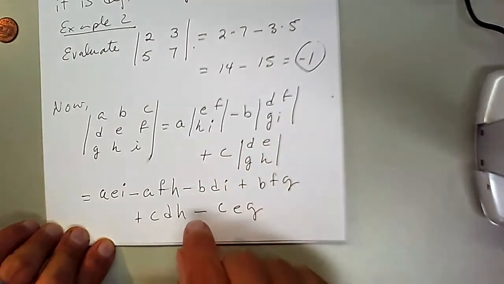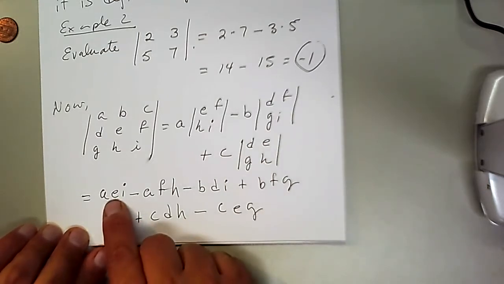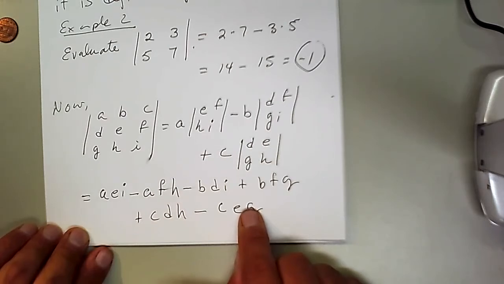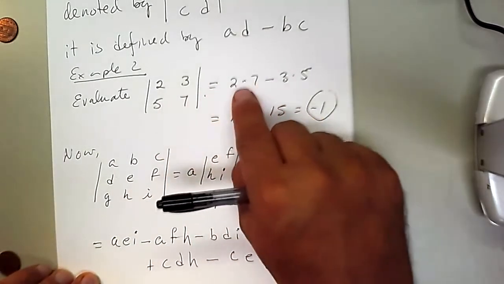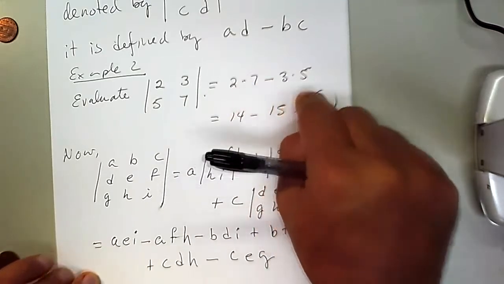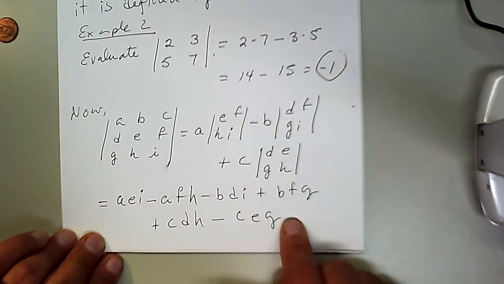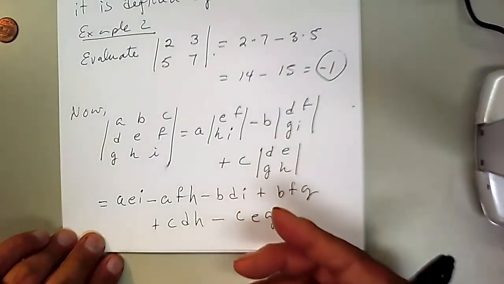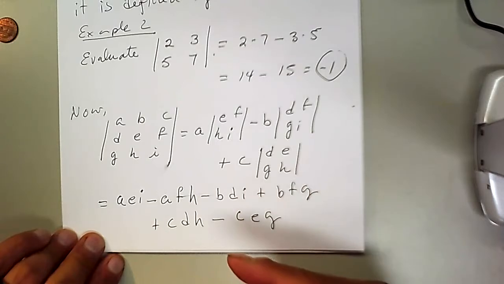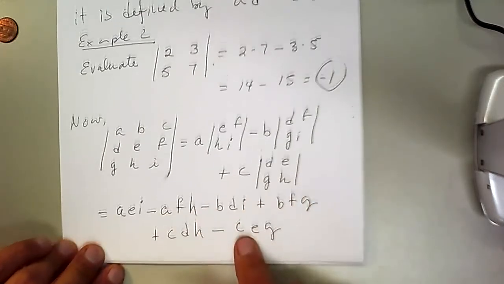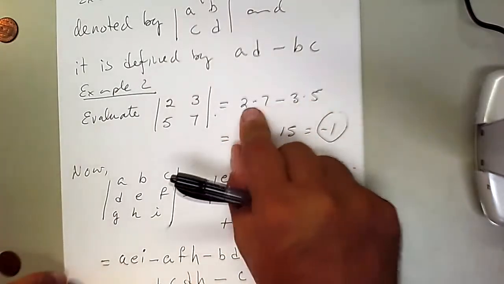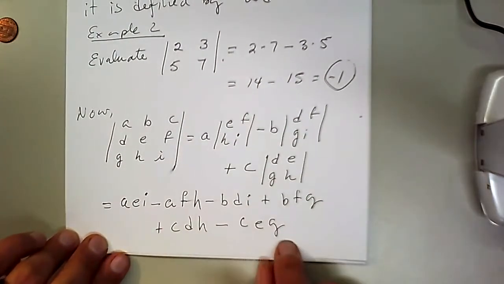There we go. At the end we're going to end up with 6 products: 1, 2, 3, 4, 5, 6. Up here, we ended up with two products that we are adding together. Here we end up with 6. If we had a 4 by 4, we would end up with 24, which is 4 factorial. The number of terms is the factorial of the number of rows or columns, which is the same. So we got 2 factorial, 3 factorial, and so forth.